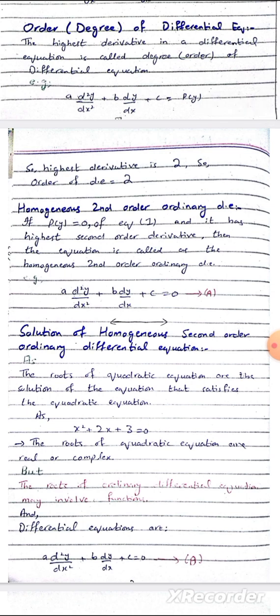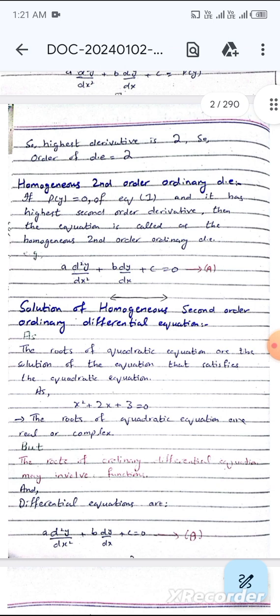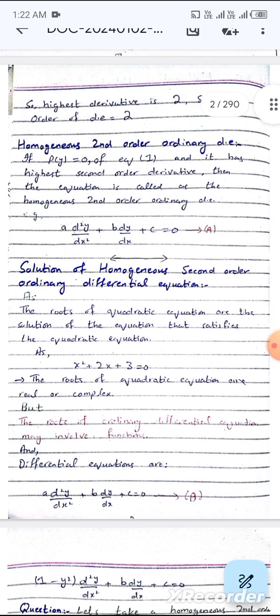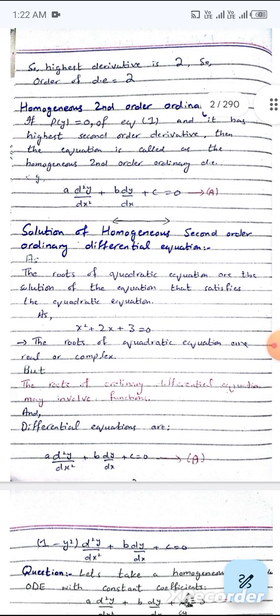Now, the homogeneous second order ordinary differential equation. If p of y is equal to 0 in equation number 1 and it has highest second order ordinary derivative, then the equation is called a homogeneous second order ordinary differential equation. If we equate p of y to 0, then the general equation becomes a d square y by dx square plus b dy by dx plus c into y is equal to 0.